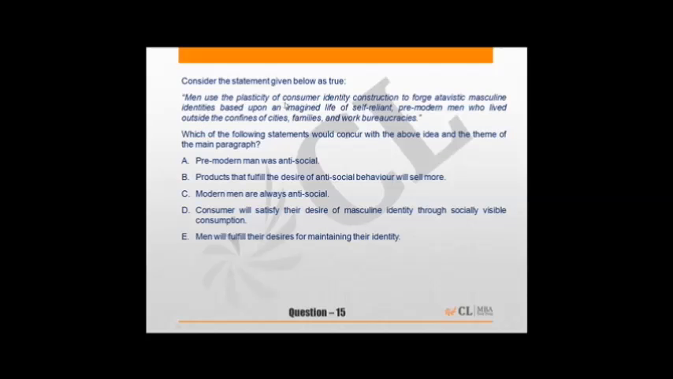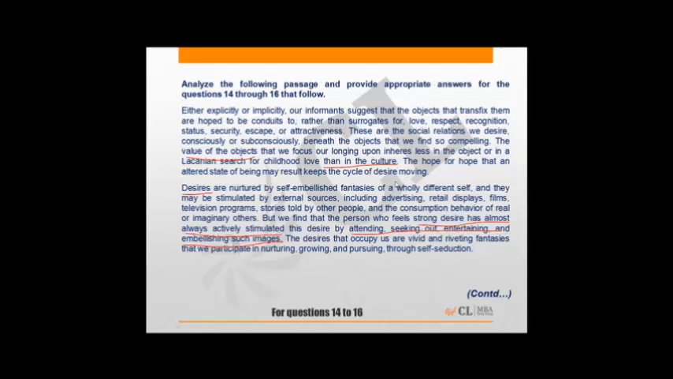Okay, the statement suggests that men use consumer identity construction to create identities that were associated with manhood or masculinity in the past, that is, an imagined life of self-reliance. Pre-modern men lived outside the confines of cities, families and work bureaucracy. So this is how men used to remain in the past, in the pre-modern era, that is, they lived in a self-reliant imagined life. Also the passage states that the consumer's desire for the object depends upon the society in which he lives, that is other consumers and the culture, other than his individual imagination.